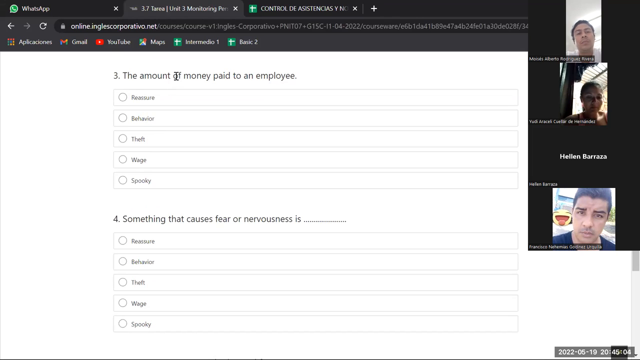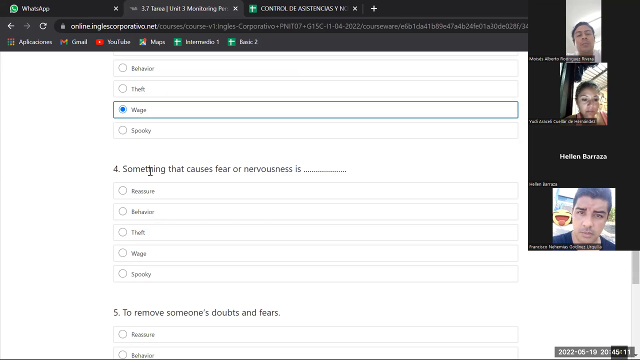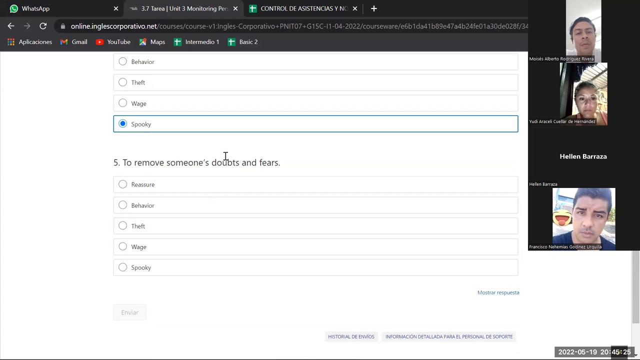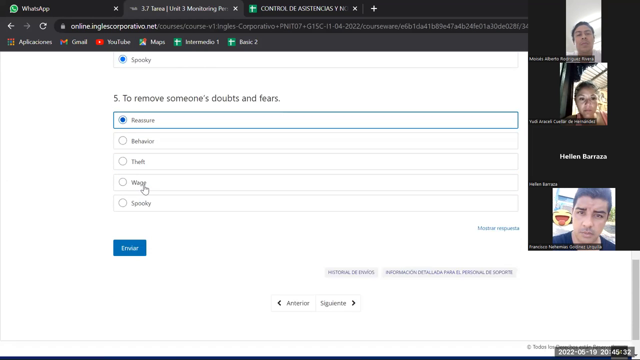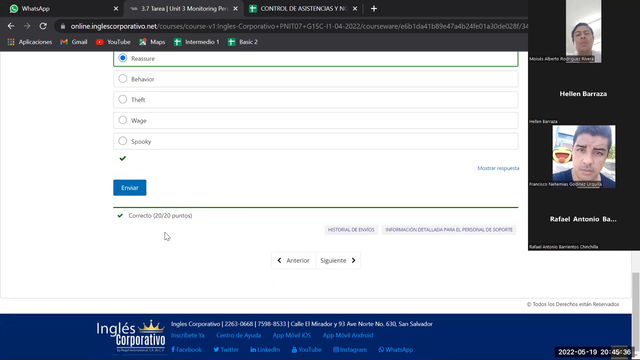The amount of money paid to an employee. Wage. Something that causes fear or nervousness is? Spooky. To remove someone's doubts and fears. Reassure. So we are good.